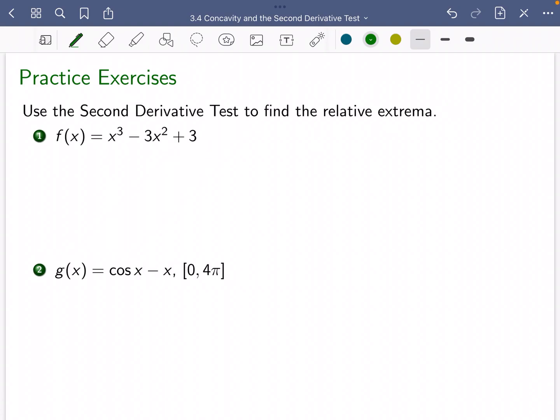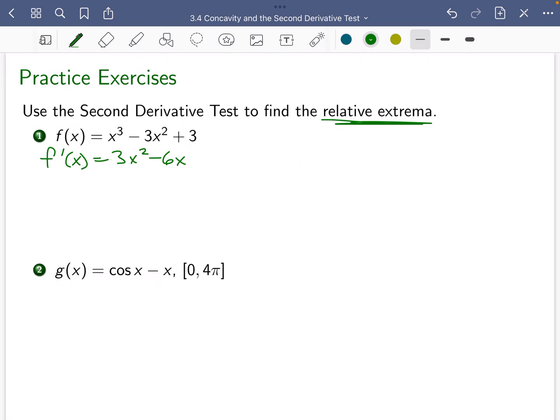In this video, we're going to take a look at two examples where we are going to use the second derivative test to find relative extrema. And so, to do that, we first are going to take the first derivative. So this first function we're looking at, f of x is x cubed minus 3x squared plus 3. Take the first derivative, we get 3x squared minus 6x.